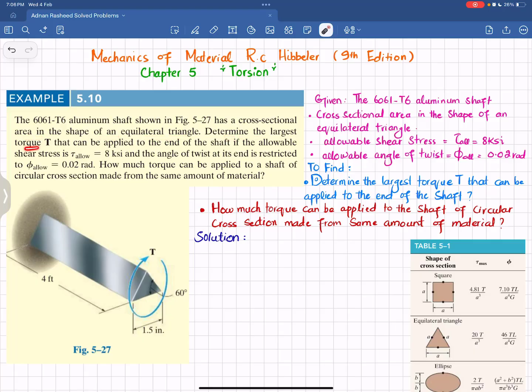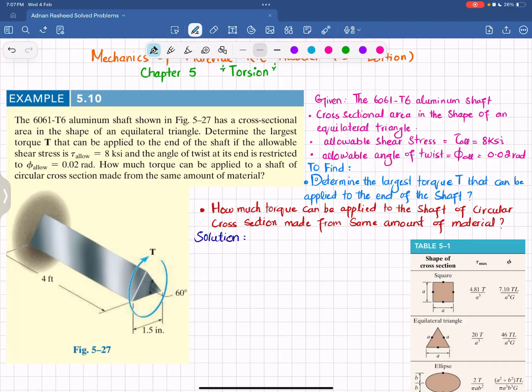Determine the largest torque T that can be applied to the end of the shaft if the allowable shear stress is 8 ksi and the angle of twist at its end is restricted to an allowable angle of twist of 0.02 radian. How much torque can be applied to a shaft of circular cross section made from the same amount of material? So here we have two things: determine the largest torque, and how much torque can be applied when the same amount of material is used for a circular cross section. So let's start with the solution.